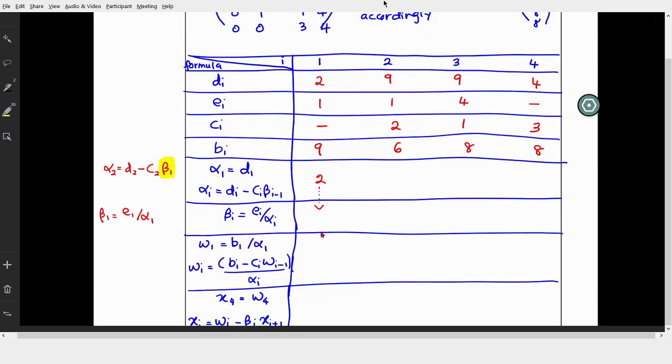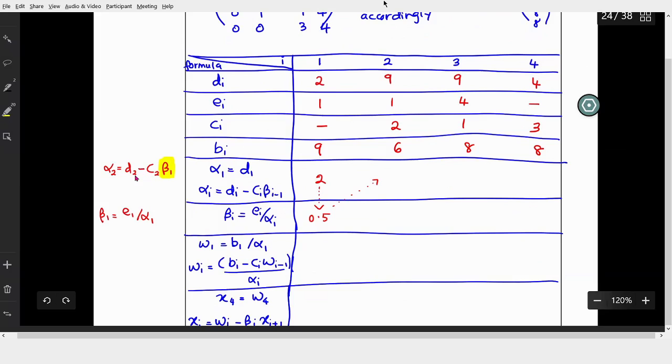Okay, so E is 1, alpha is 2. So 1 over 2. I put it in decimal, so 0.5. Only then can you go back to your alpha 2. So in the working process, you go down first to the beta, then you go back up to the alpha. Okay, so now alpha 2 follows this formula.